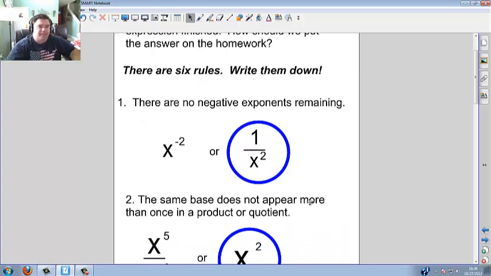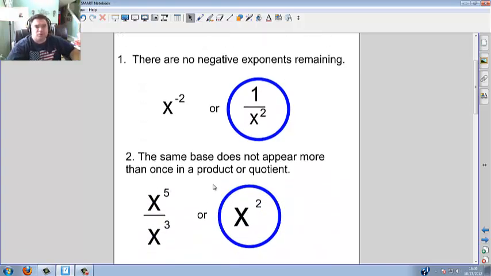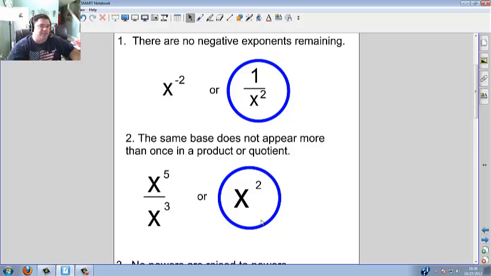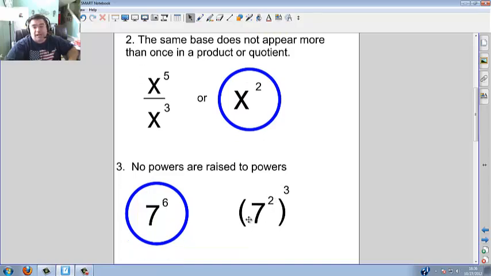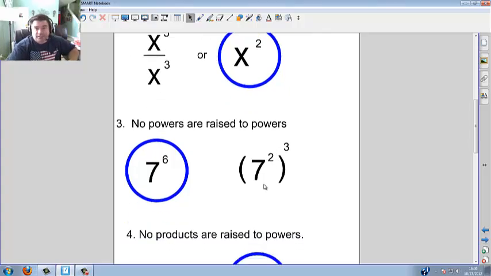The same base does not appear more than once in a product or quotient. In other words, I can't keep it as x to the 5th, x to the 3rd. They have to fight it out. 5 versus 3, 5 wins by 2, so x squared goes on top. No powers are raised to powers. In other words, I can't have as a finished product 7 squared cubed. I have to go ahead and take 2 times 3, resolve it to make 7 to the 6th power.